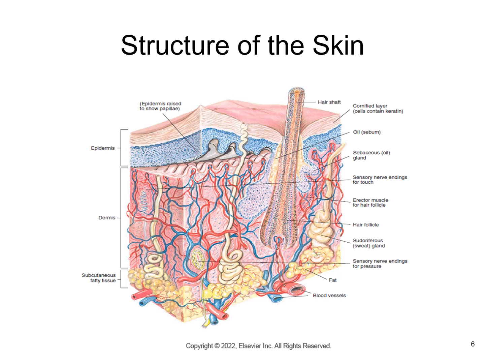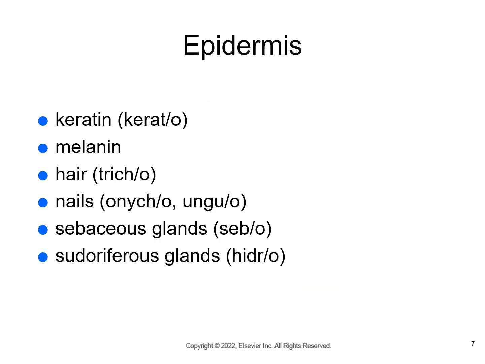Looking at some combining forms of the epidermis, we have keratin or kerato, and that means hard or horny layer. And another variation of kerato would refer to cornea of the eye. Melanin refers to a dark pigment that gives us our skin color. Hair is tricho. Nails means onycho, and ungo means nails. Sebo is sebaceous glands, and hydro is sudoriferous glands.